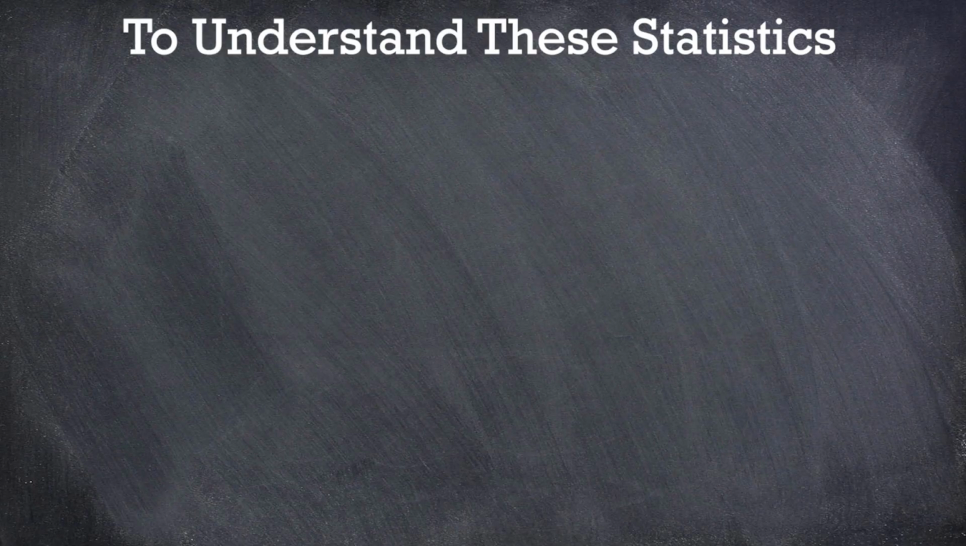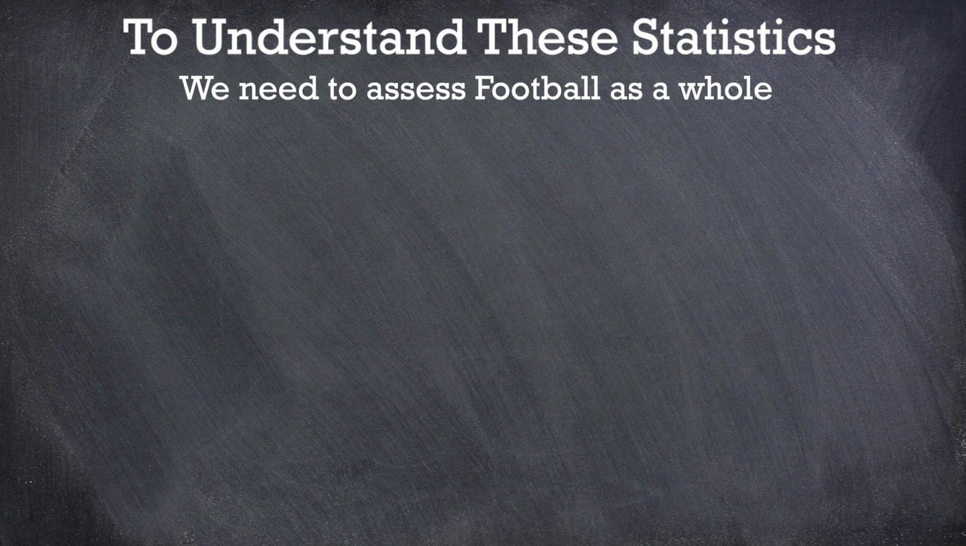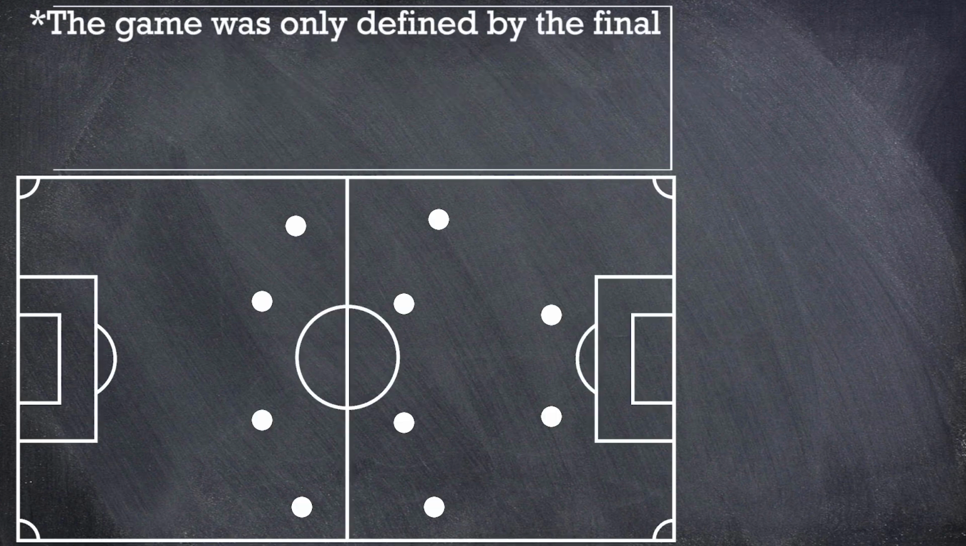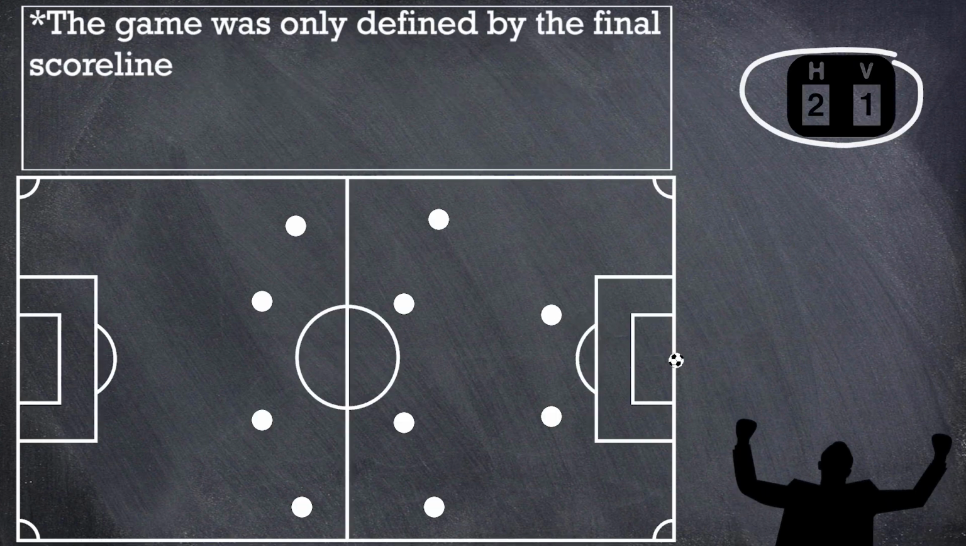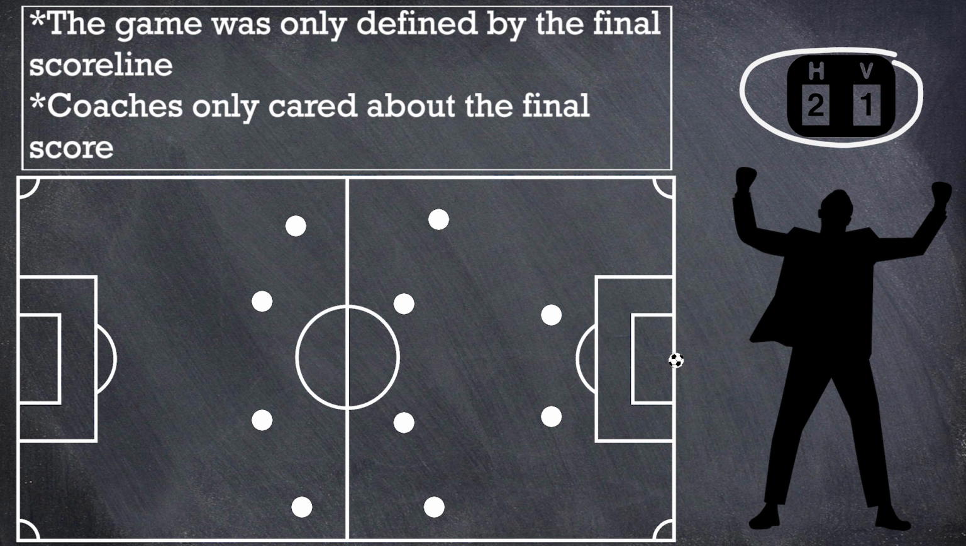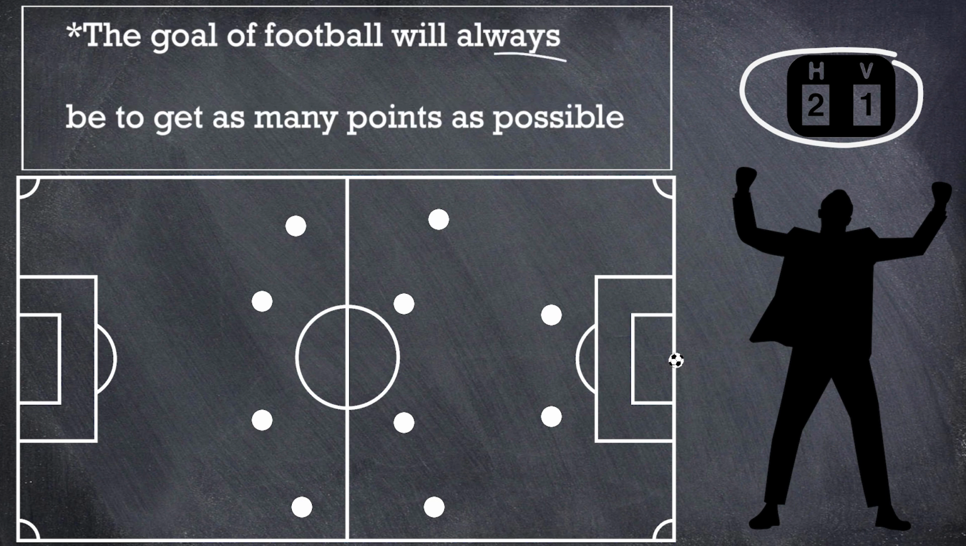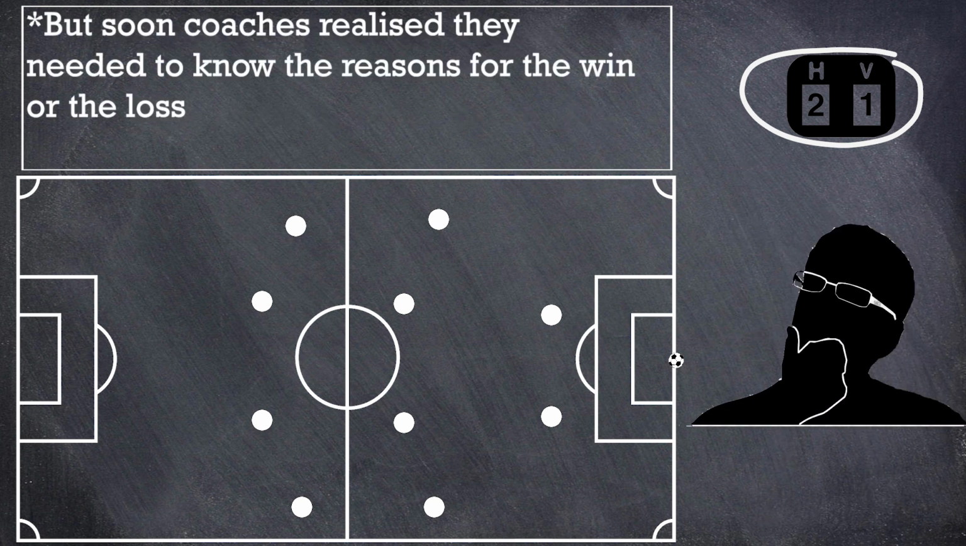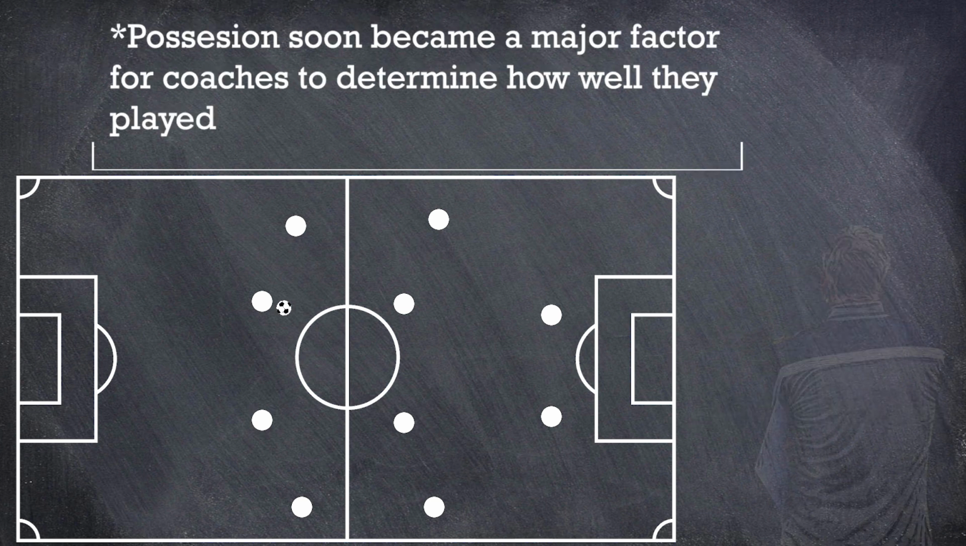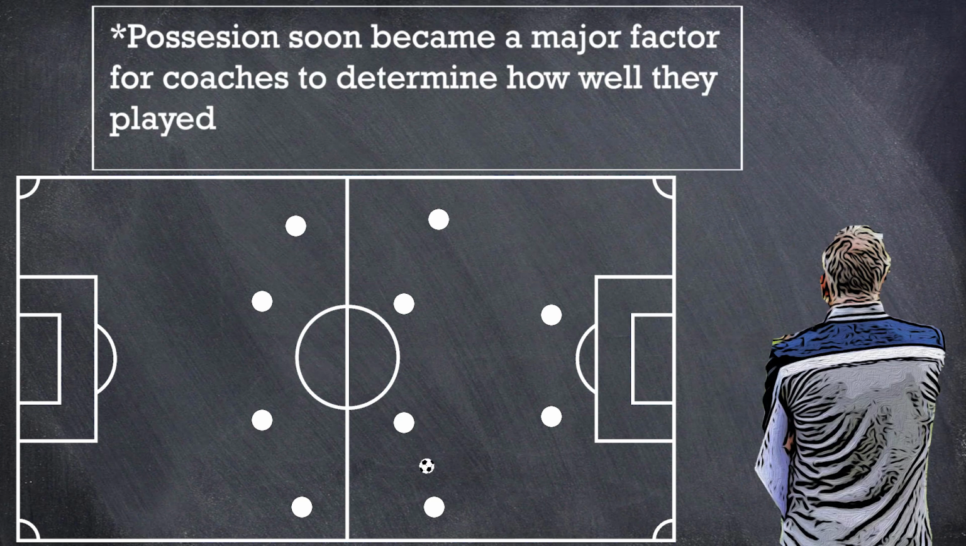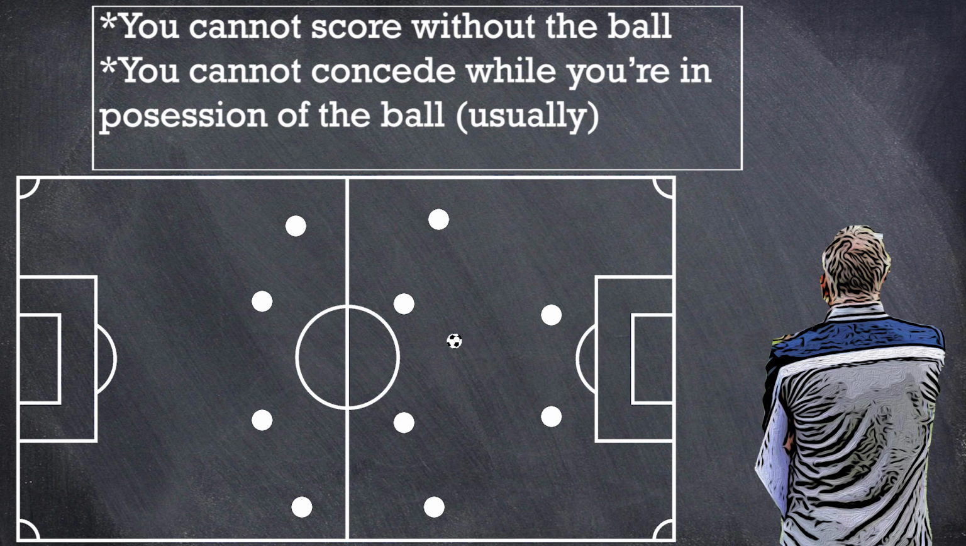To understand these statistics, we need to look at football as a whole throughout the years. Decades ago in football, the game was just looked at by the final score. Coaches only cared about whether their teams won or lost. And yes, the goal of football will always be to try and get as many points as possible. But soon, coaches realized they needed to know the reasons they won and lost in order to make changes for the future. Possession became a major factor, with coaches realizing that the more you have the ball, the more likely you are to score, and the less likely you are to concede.